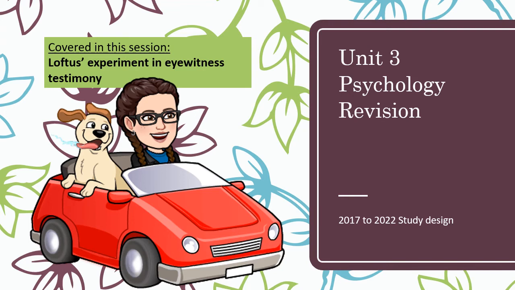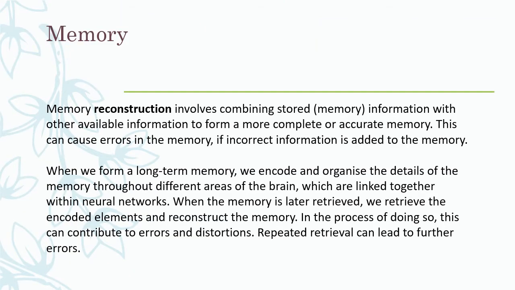Hey ladies and gentlemen, so today I'm going to be looking at Loftus's experiment with eyewitness testimony. So first we need to look at memory reconstruction. Memory reconstruction involves combining stored information with other available information to form a more complete and accurate memory. This can cause errors in the memory if incorrect information is added to the memory.